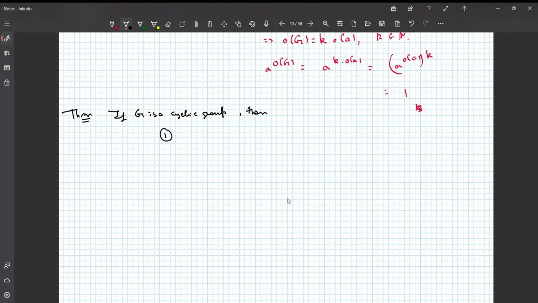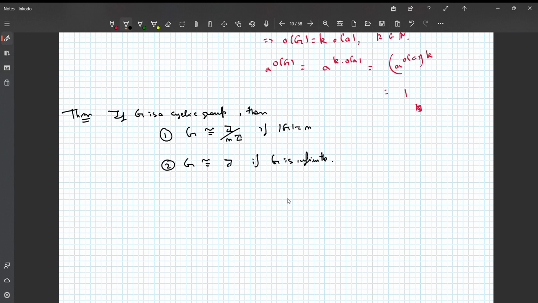then two specific things appear. First, G is isomorphic to Z mod nZ if the order of G is n, and G is isomorphic to Z if G is infinite. Clear? So how do we prove this?